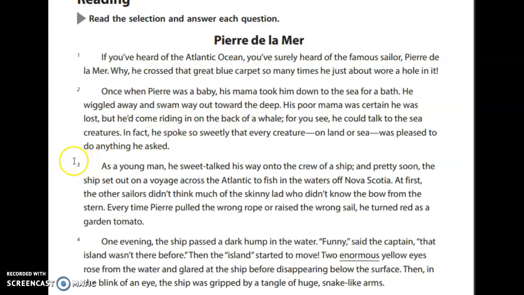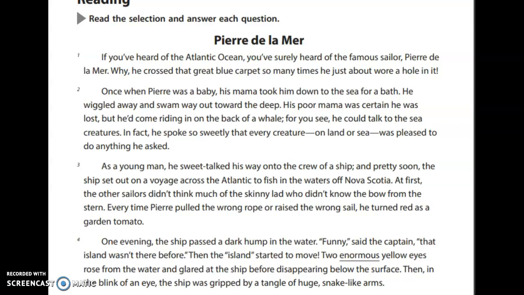As a young man, he sweet-talked his way onto the crew of a ship. Pretty soon, the ship set out on a voyage across the Atlantic to fish in the waters of Nova Scotia. At first, the other sailors didn't think much of the skinny lad who didn't know the boat from the stern. Every time Pierre pulled the wrong rope or raised the wrong sail, he turned red as a garden tomato. That was in our questions.